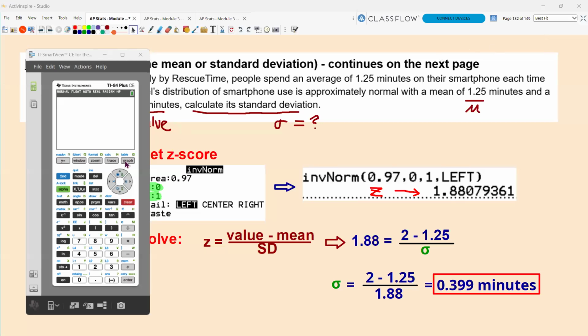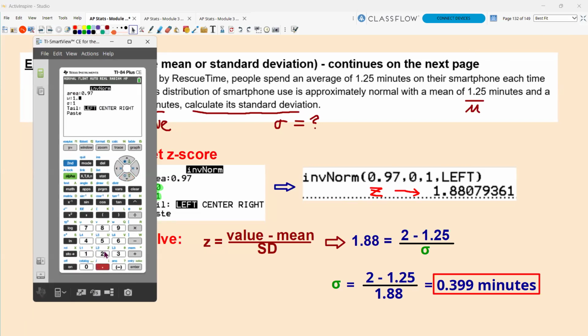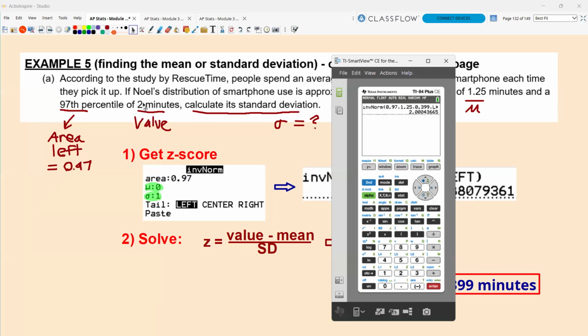You can always check your work if you want. An easy way to check it is to go to 2nd Vars, inverse norm, and we'll put 0.097, and then put in our mean and the standard deviation that we just found. The mean in this case is 1.25, and our standard deviation we just got was 0.399. We'll keep it left, and notice that that gives you 2. That's the value we were provided at the beginning. So that checks. We did our work right.